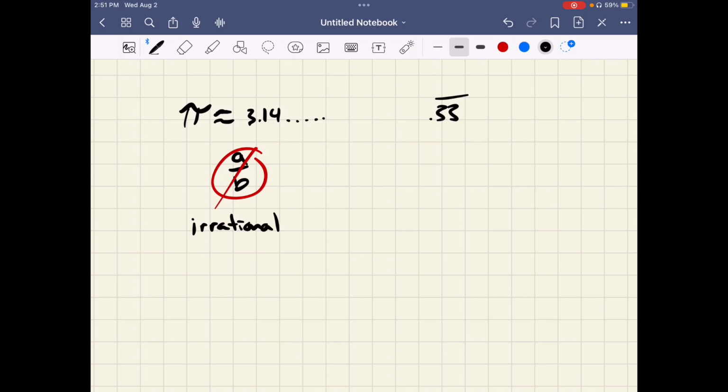The reason that pi is irrational is not because it's a non-ending, non-repeating decimal. It's because I cannot write it as a fraction. That's what makes pi irrational.